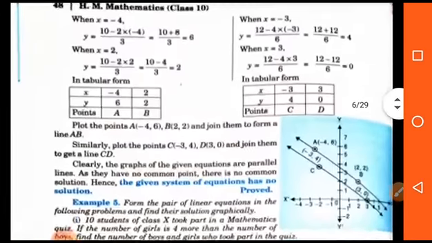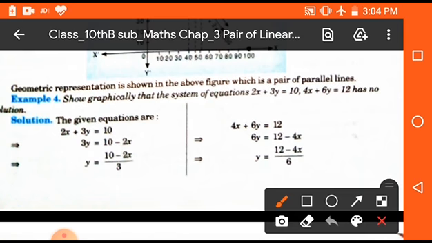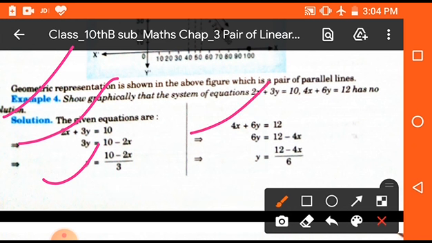Now, in order to solve any equation by the graphical method, you have to use the following process. Example number 4: show graphically that the system of equations 2x + 3y = 10 and 4x + 6y = 12 has no solution. From equation 1 we can find the value of y, which is (10 - 2x)/3, and from the second equation 4x + 6y = 12, we get y = (12 - 4x)/6.